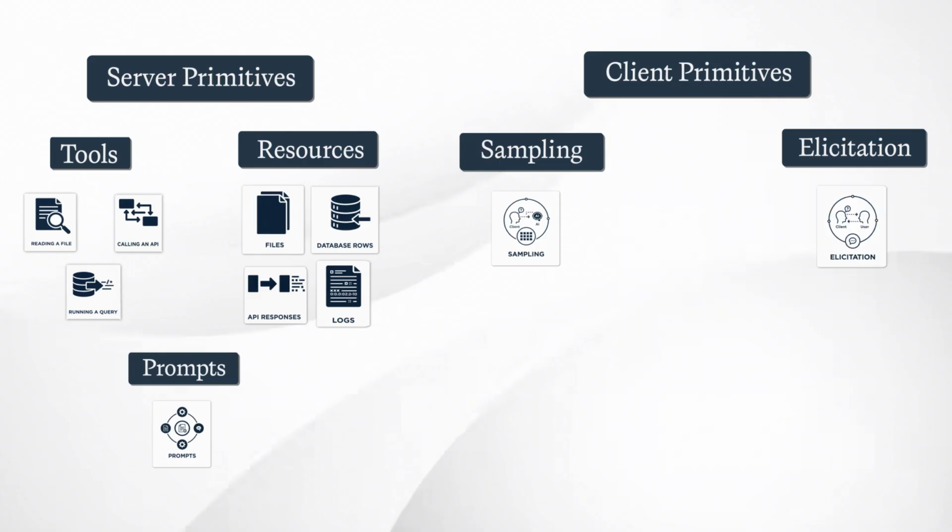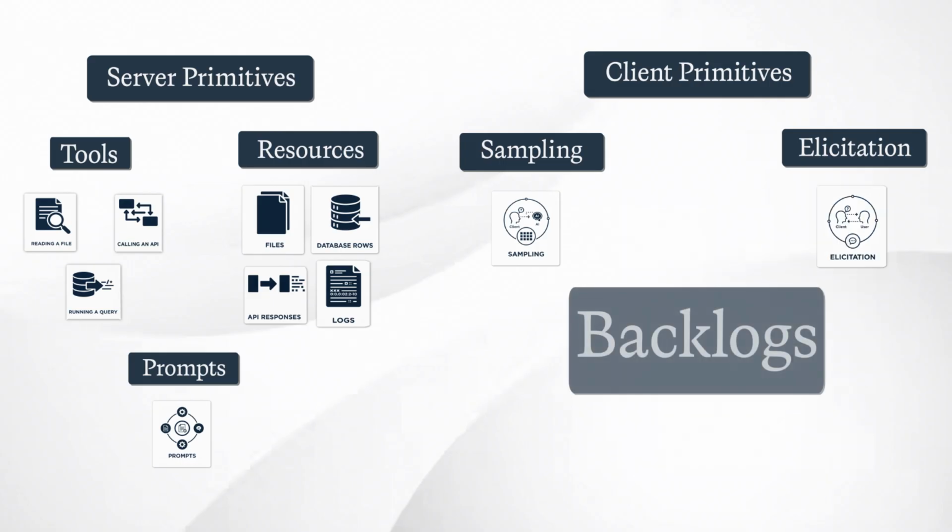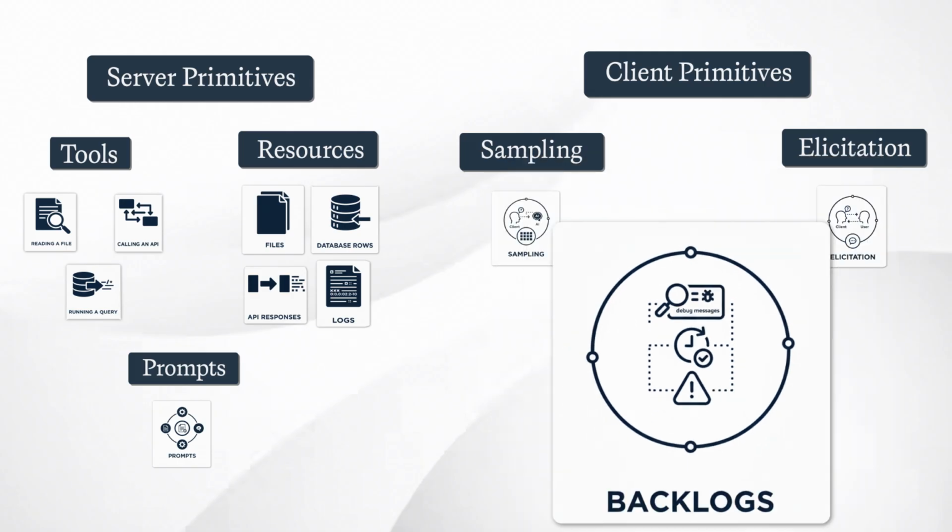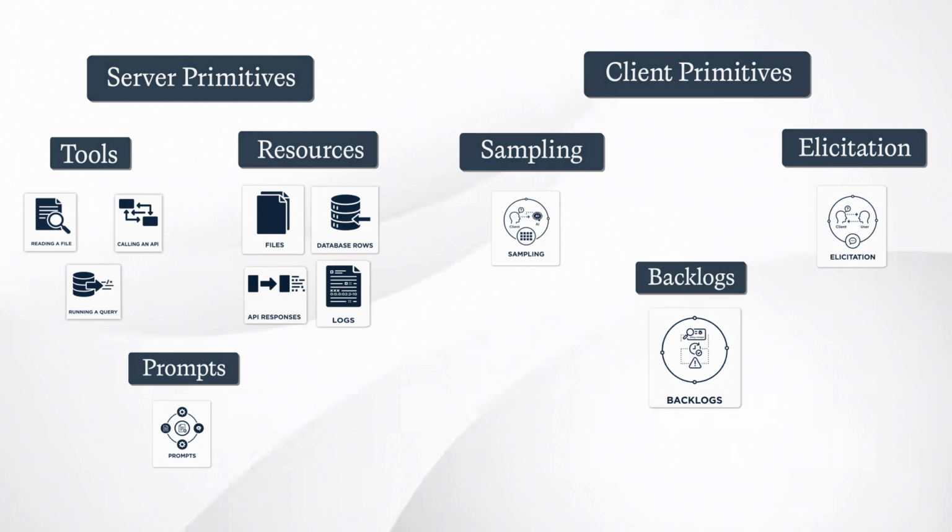Finally, the client allows the server to send back logs. These could be debug messages, progress updates, errors, anything useful for visibility. It's just a clean way for the server to keep the client informed. Now take a look at this skit that walks through how an MCP server and client connect, communicate, and exchange capabilities.